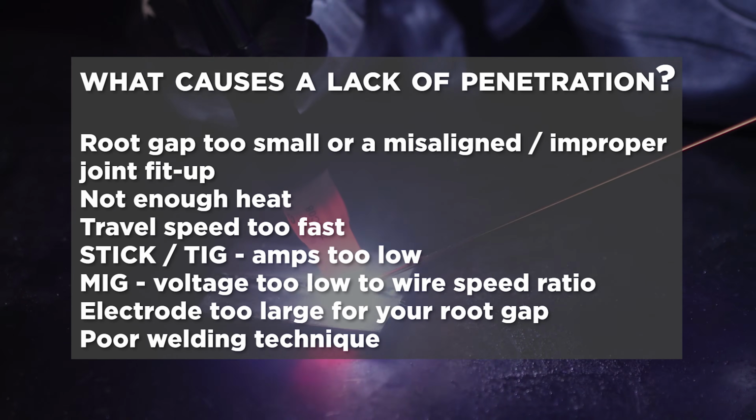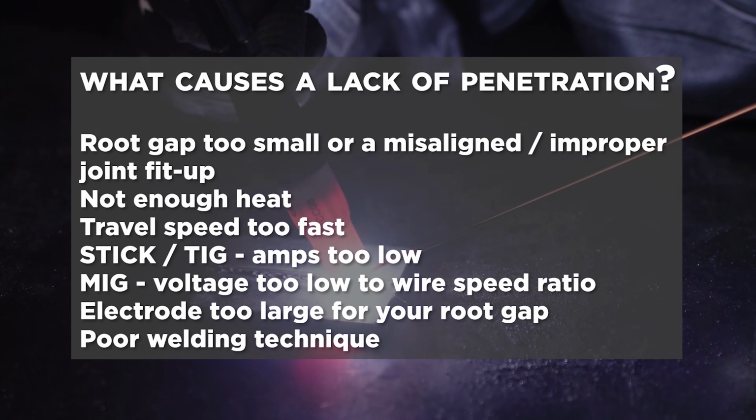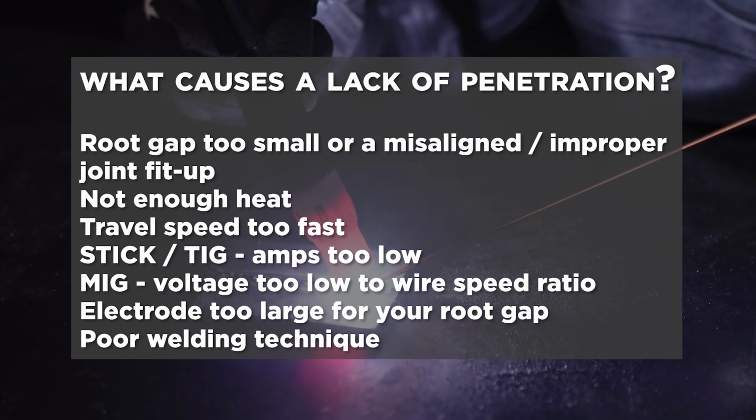For MIG, your voltage could be too low for your wire speed ratio, using an electrode that is too large for your root gap, or a poor welding technique. How can you prevent or fix it?